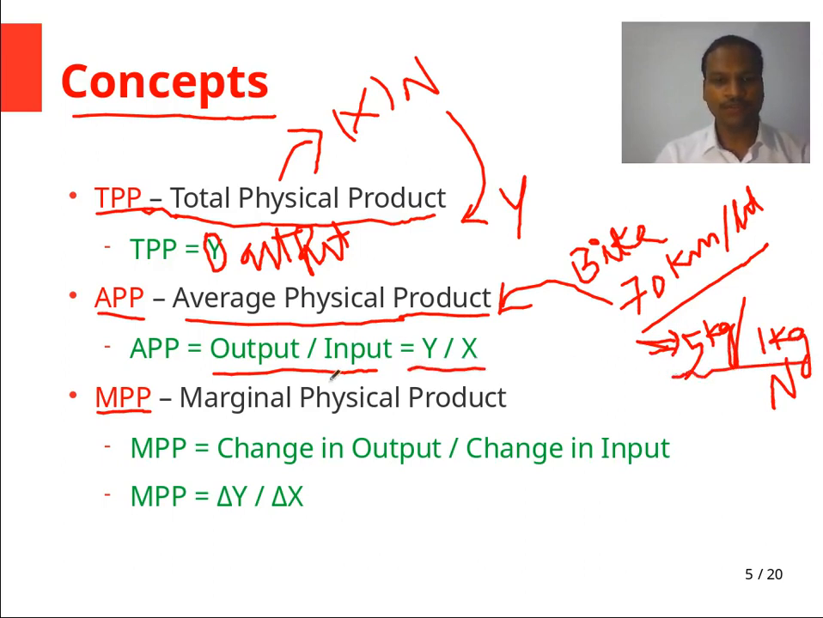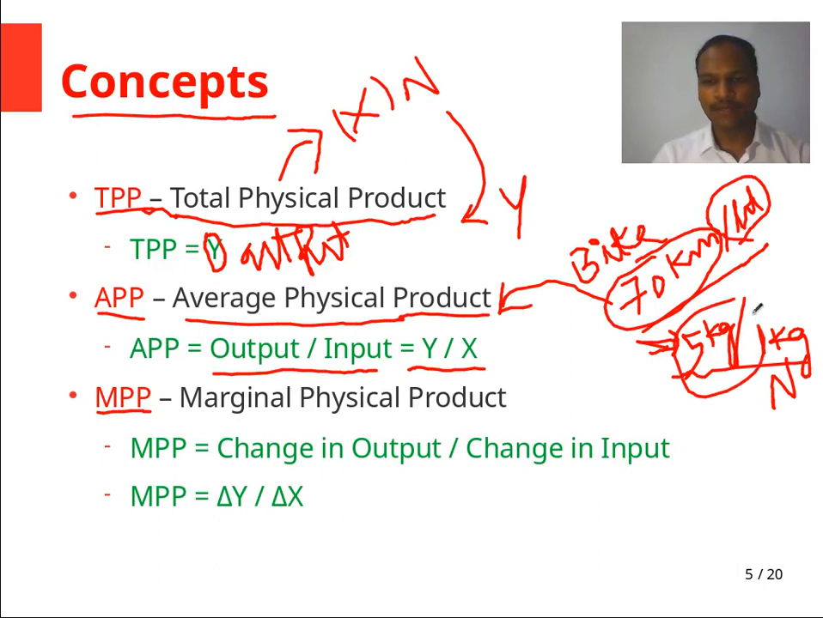So it is calculated by output divided by input. So we know that 70 kilometer is the output due to the input 1 liter. Similarly, 5 kg is the output due to the input of nitrogen, 1 kg of nitrogen. That is the average physical product. Now we will say about marginal physical product.